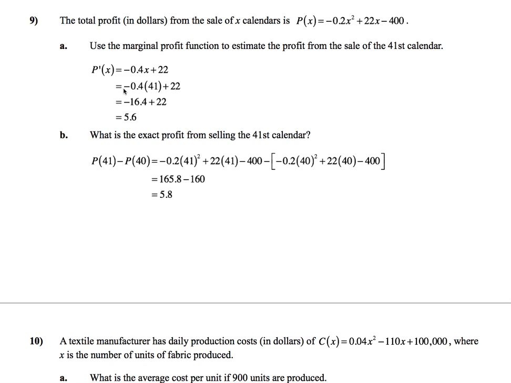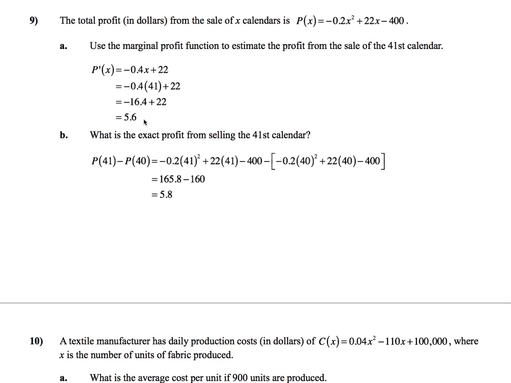Now, for that 41st calendar, we substitute 41 in for x. And so this is negative 0.4 times 41, and this should really say p prime of 41 here, but I neglected to do that. But we substitute 41 here into the derivative function. Negative 0.4 times 41 is negative 16.4, and then we add that to the 22 here, and we get an estimated profit for the sale of that 41st calendar of $5.60.